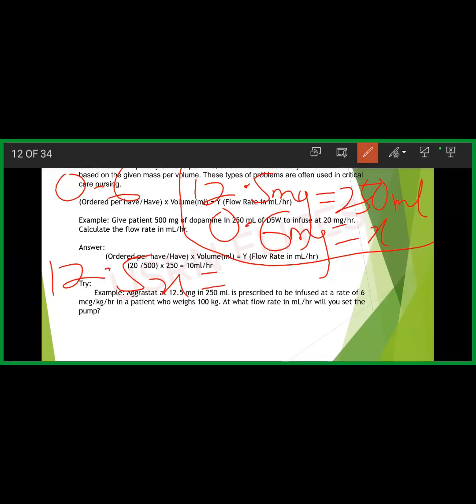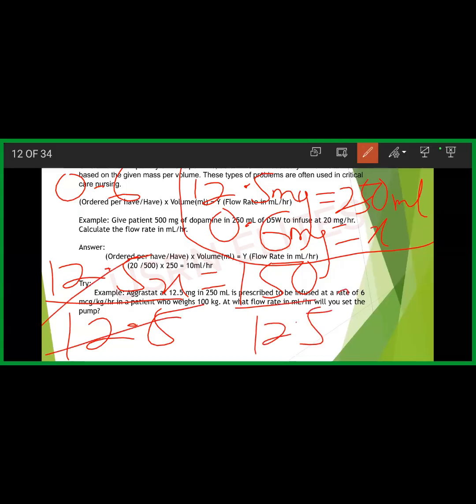150. So you divide both sides by 12.5. What do we have now? 12 mils per hour. So that's our answer.